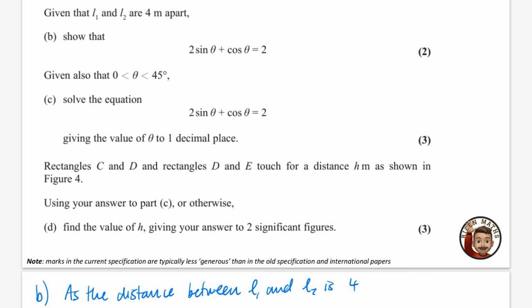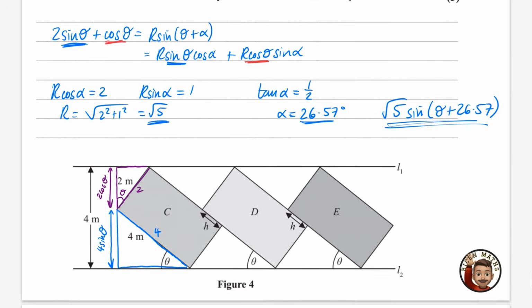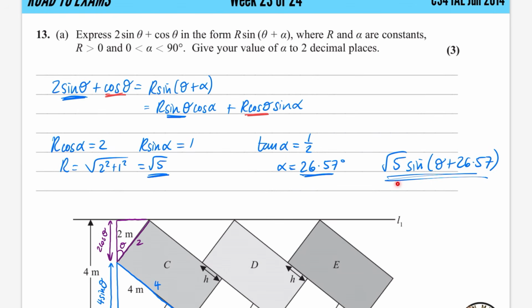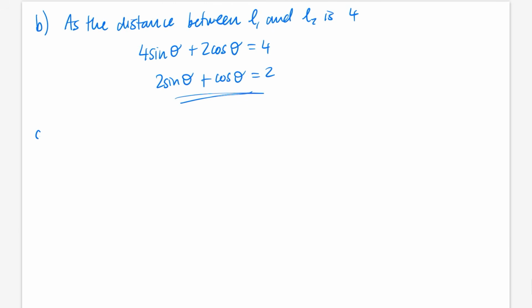So I think we're now going to have to replace this part that we worked on over here with this thing, and that's going to help us to solve it. So for part C, it's the square root of 5 times the sine of theta plus 26.57, and that is going to be equal to 2. So this thing here has been replaced with this.